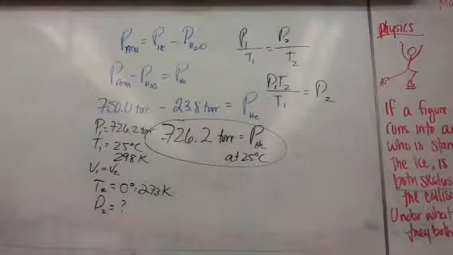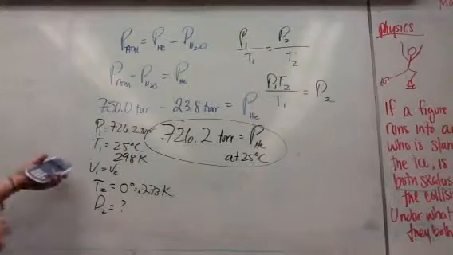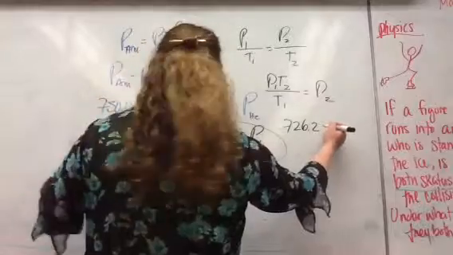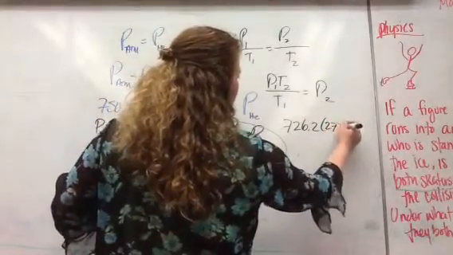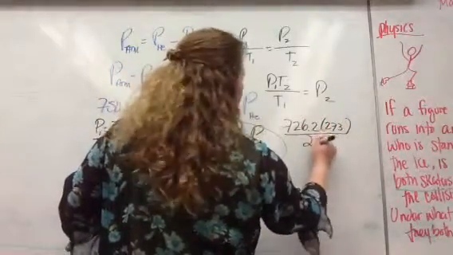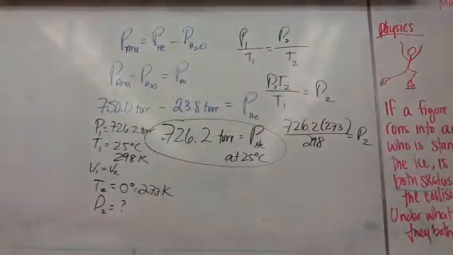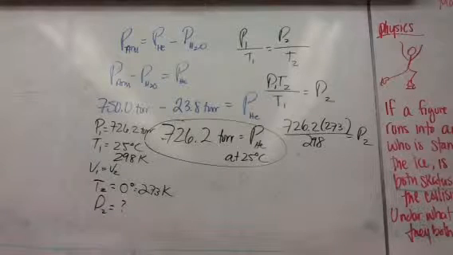We like easy. Okay, so if we plug our numbers in, we have 726.2 times 273 divided by 298 equals P2. 273. Okay. What's our final pressure?